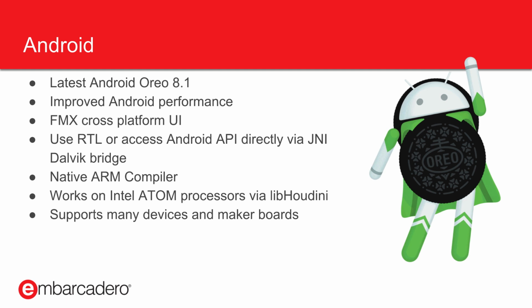One thing is that in the last release, the 10.2.2 release, we had a lot of Android performance improvements so that it's a lot faster on Android. It's part of a big refactoring we're doing to add support for platform controls on Android. So you can use the FMX cross-platform UI on here. So again, you can develop your UI and application once, have it look great across all the platforms. And you can use the RTL or access the API directly. We have a JNI Dalvik bridge that you can use to reach down and grab those APIs.